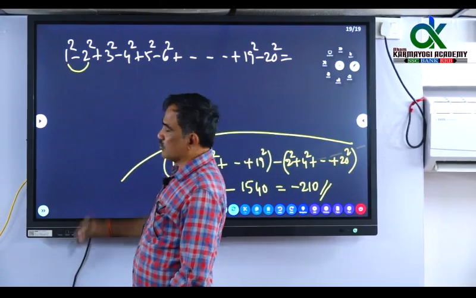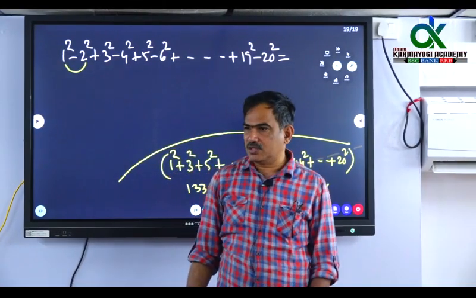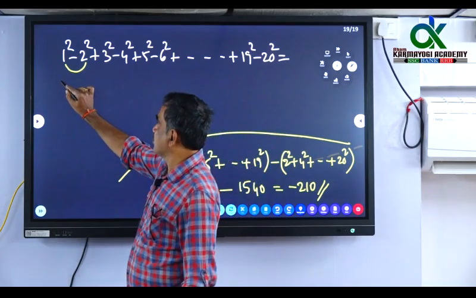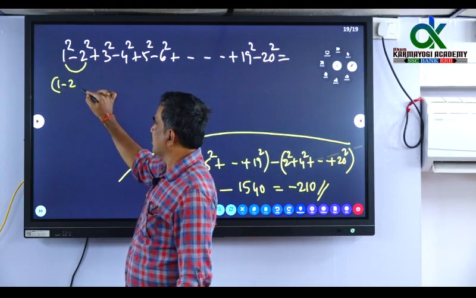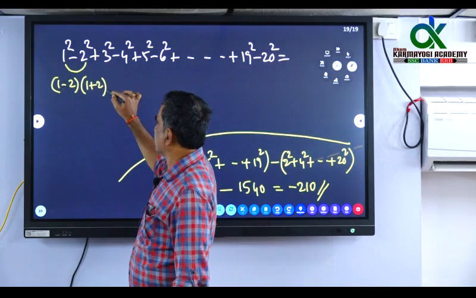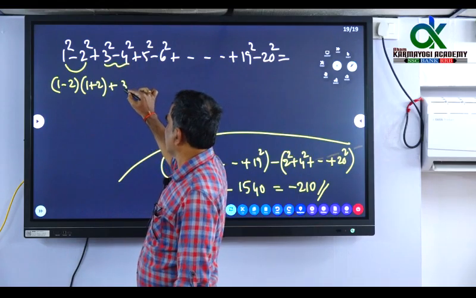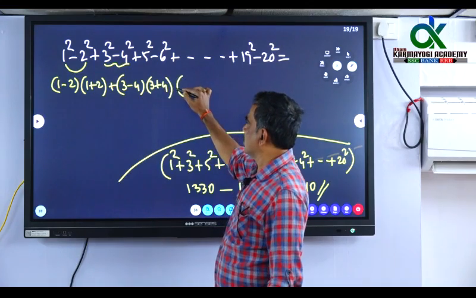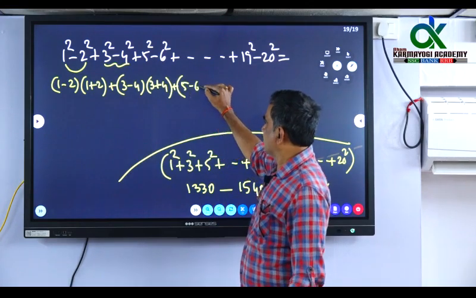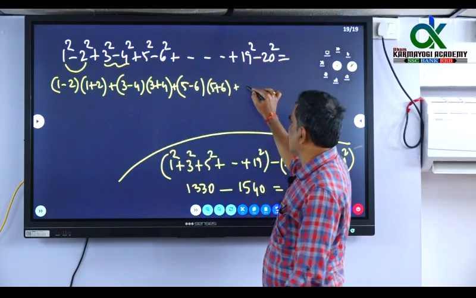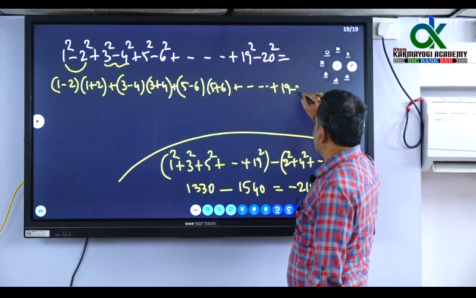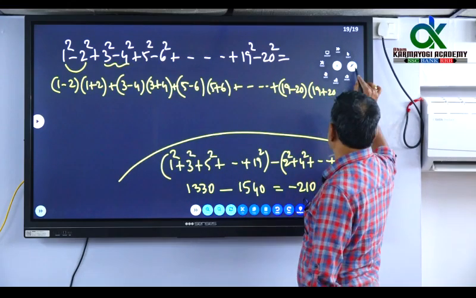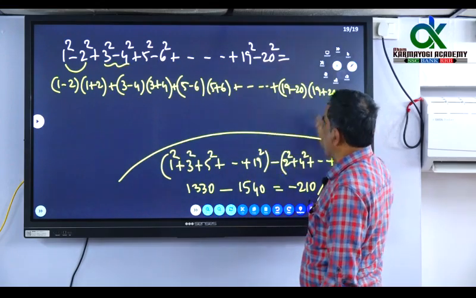What is 1 square minus 2 square? It is in the form of a square minus b square. What is a square minus b square? a minus b into a plus b. Tell me please, what is a minus b? 1 minus 2. What is a plus b? 1 plus 2. Right, very good. Then how to write 3 square minus 4 square? 3 minus 4 into 3 plus 4. Similarly, 5 square minus 6 square, 5 minus 6 into 5 plus 6, and so on. What is the last one? 19 minus 20 into 19 plus 20. Is it right?